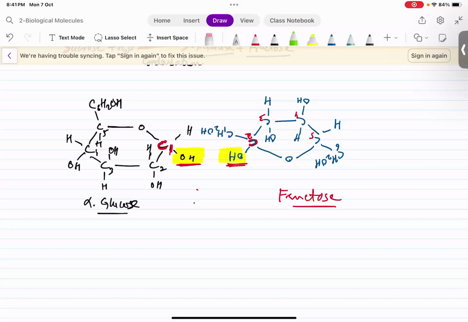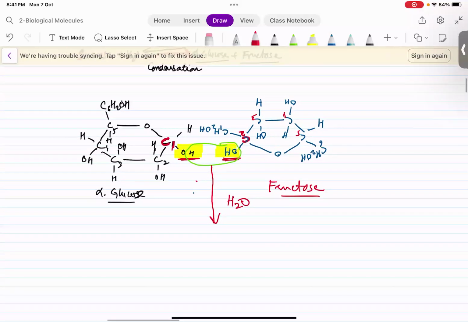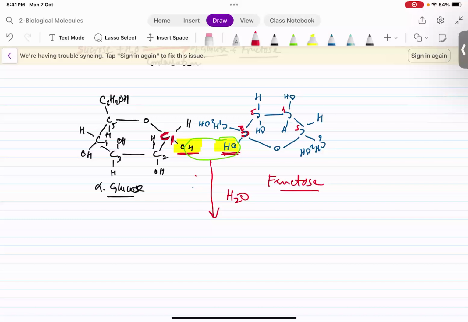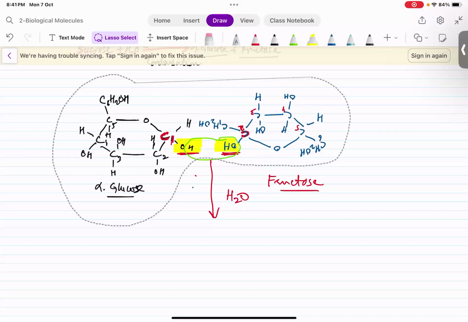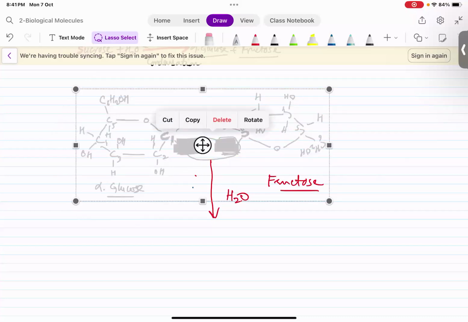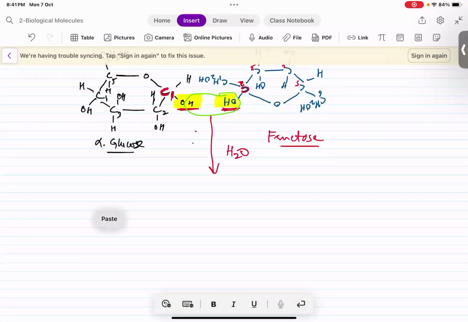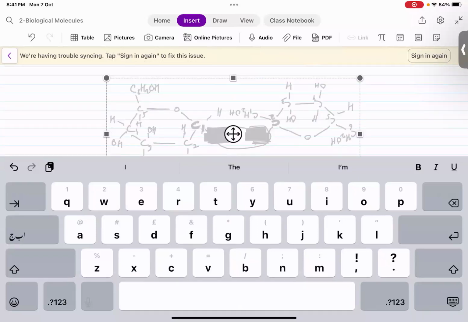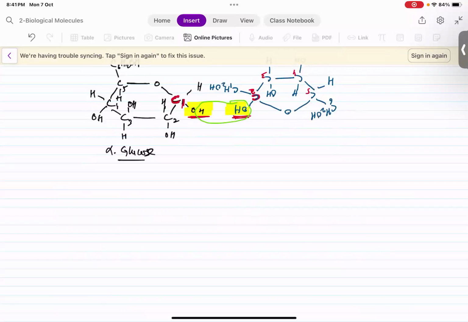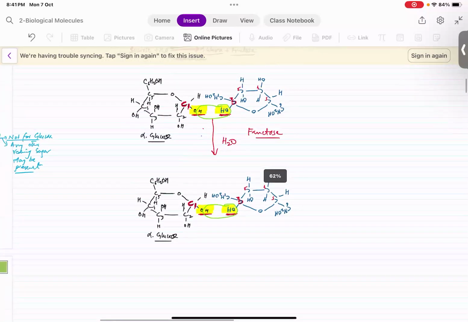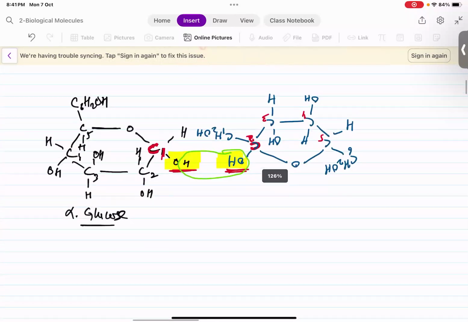And then similarly, an OH group from the one and hydrogen from the other will be eliminated. That would be removed as water. One water molecule will be eliminated, and these two will be joined together. So to join them together, let me copy it, and we can see. Let me just copy it, and we can paste it here. Okay. So I have pasted it again here.